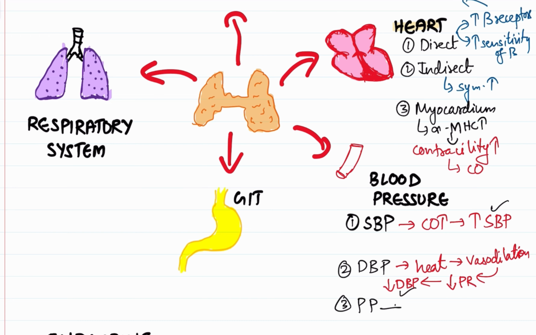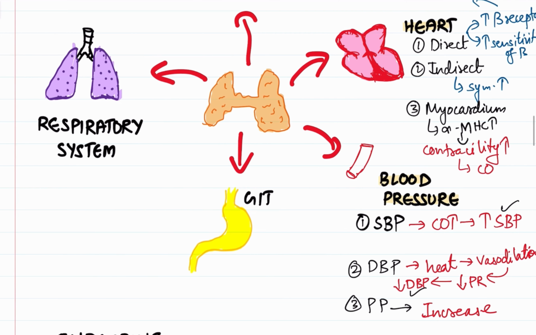And we have a decrease in diastolic blood pressure. So what will happen to pulse pressure? Pulse pressure is the difference of systolic and diastolic BP. The pulse pressure will obviously increase. So there is an increase in the pulse pressure. So that's the effect on the blood pressure.